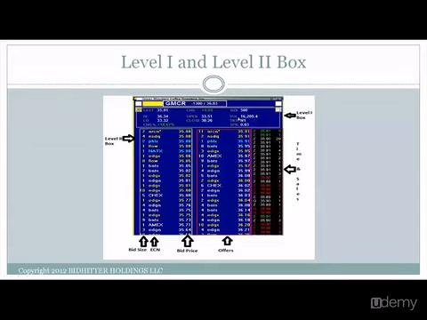If we go here into the left side, this whole section here is the level 2. Right here are the bids on the left side and the offers on the right side. Remember, the bids are the highest price people are willing to buy at. The offer or ask price is the lowest price people are willing to sell at, and these are limit orders that people put out. So let's focus on the bids right now.